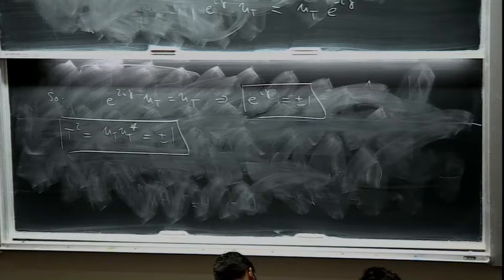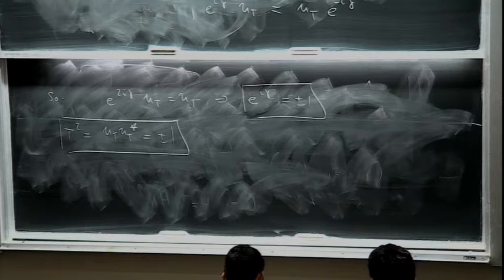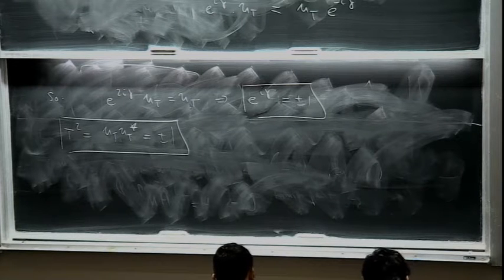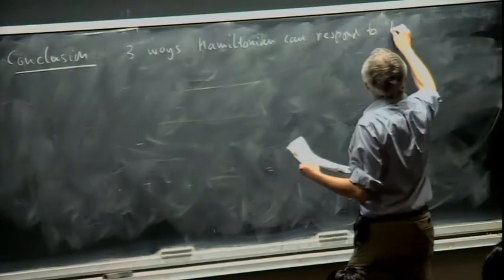So, in conclusion, there's three ways a Hamiltonian can respond to time reversal.